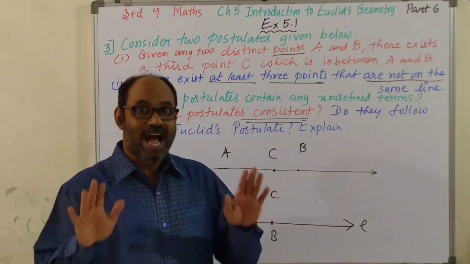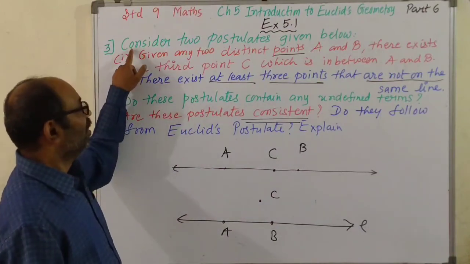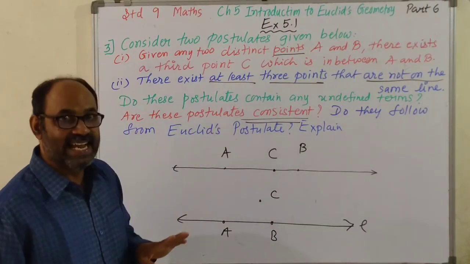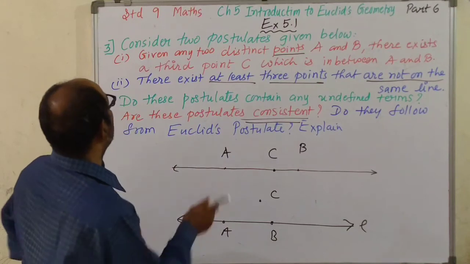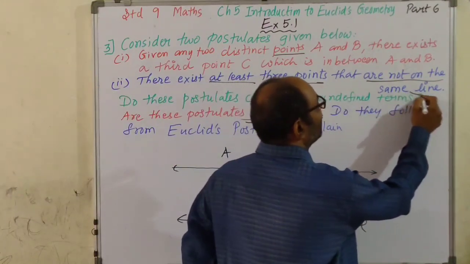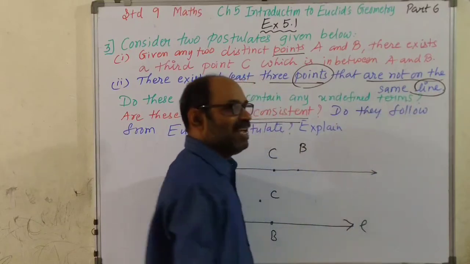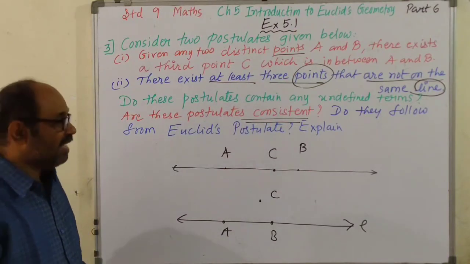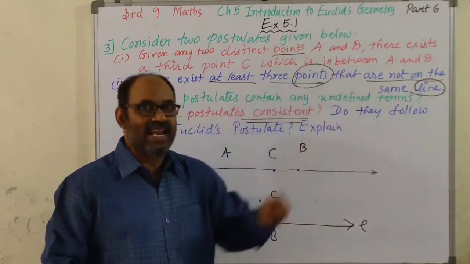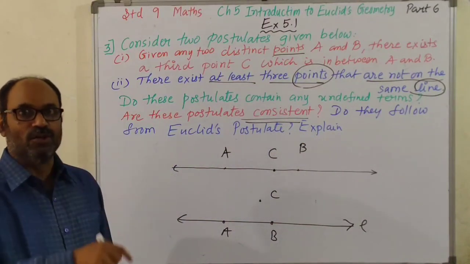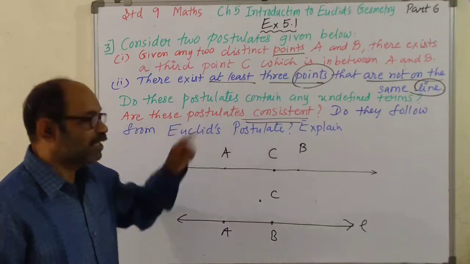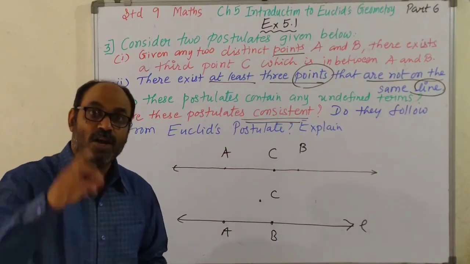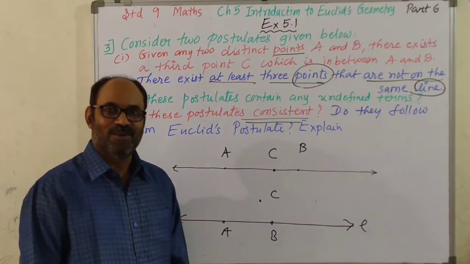I hope you understood. I am repeating. Consider two postulates, 1 and 2. Do these postulates contain any undefined terms? Oh, I didn't see here. There exist at least 3 points which are not on the same line. Here also point and a line. They are undefined terms. So, first question: do these postulates contain any undefined terms? Yes. Point and line. These are the two undefined terms used in those two postulates. Are these postulates consistent? Yes, they are consistent. Do they follow Euclid's postulate? No, they do not follow Euclid's postulate.